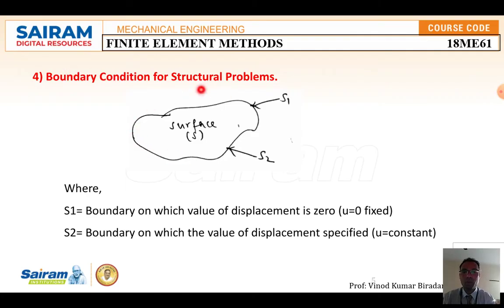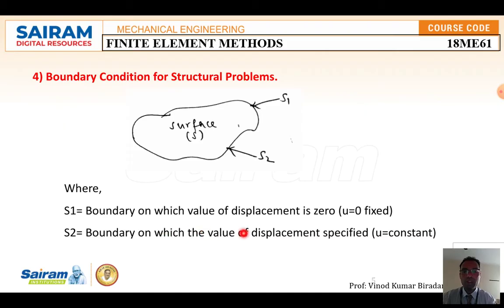Okay, so this is the problem, this is a surface, upon which there are 2 forces acting. These 2 are called the boundary conditions for a structural problem. Where S1 is the boundary on which the value of the displacement is 0. Suppose it is fixed, then you consider u equal to 0, that is, the displacement is equal to 0.